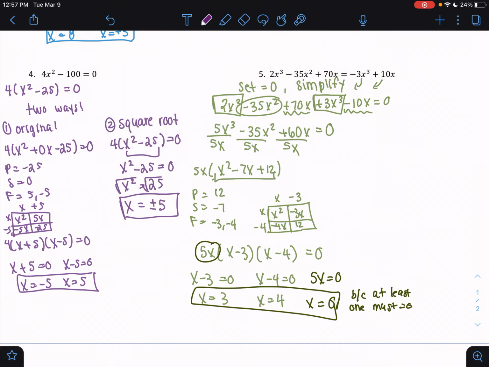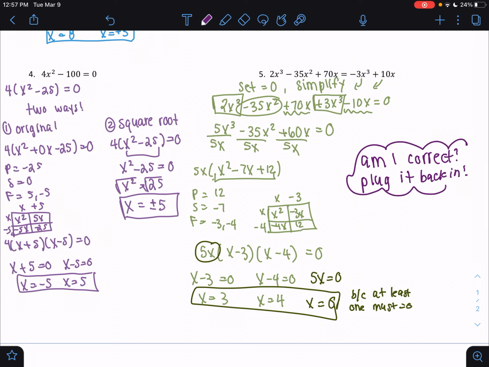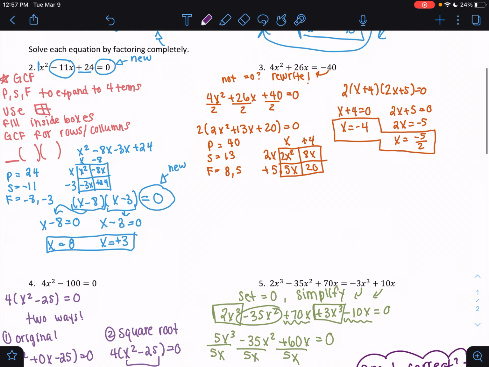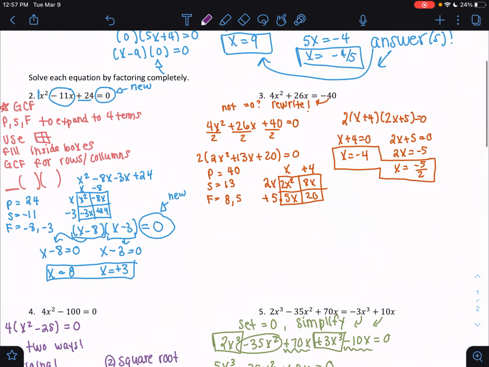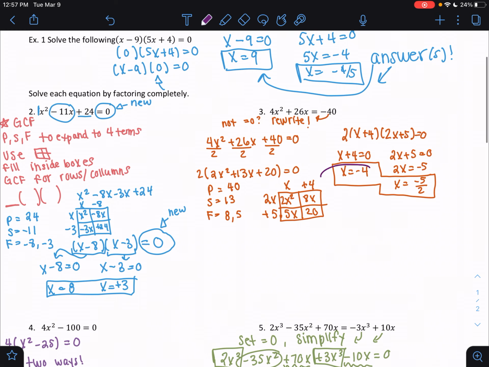And one side note, if you're wondering, am I correct on these? When you're going through, you can plug your answer back in. So you can take this one is kind of a long one, so let's go up here to these ones here. So you could take this -4, for example, and plug it in for each of these x's, and when you do, you should get -40.